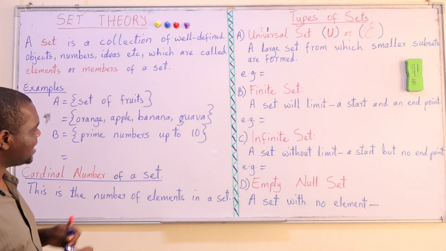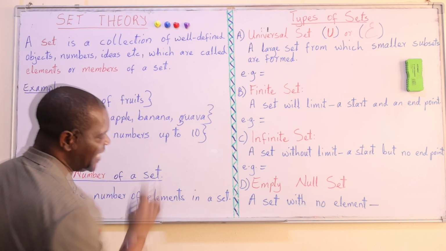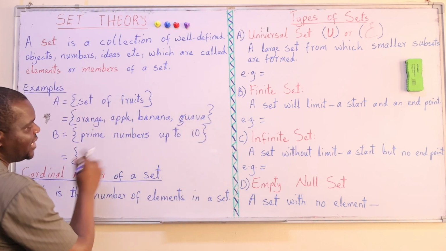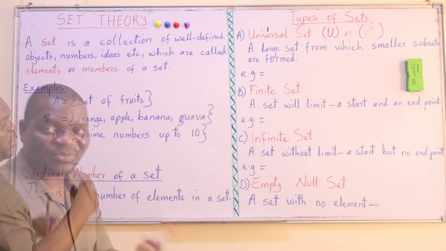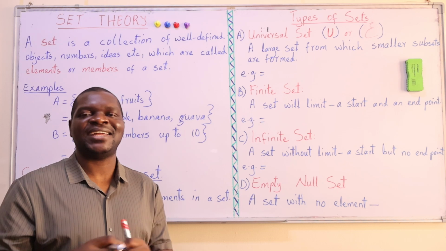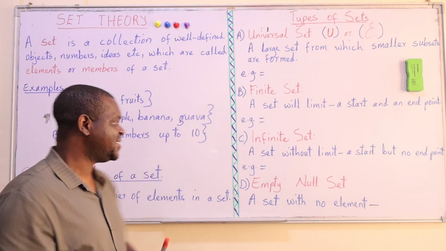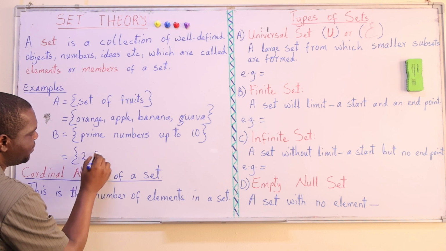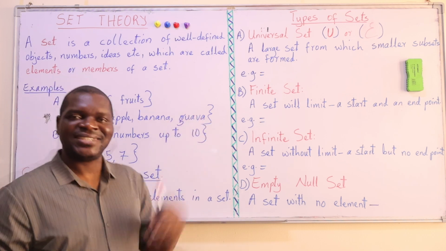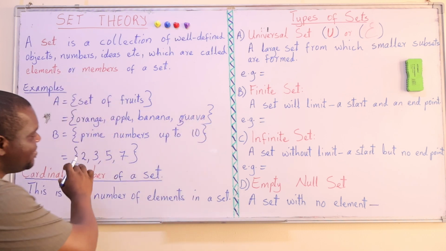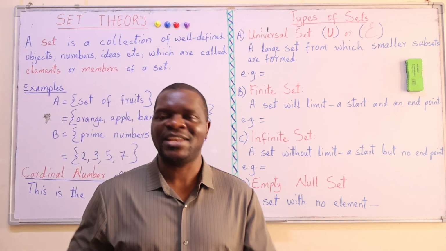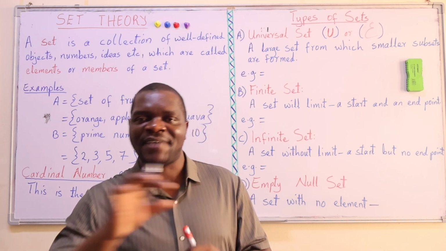Let's go to the second example, which says prime numbers up to 10. In this case, you will notice that they have limited us to a certain number. So let us list the prime numbers up to 10. If you want to know what prime numbers are, you can refer back to our previous lessons to understand how to find prime numbers. But prime numbers up to 10, we have 2, 3, 5, 7, because the next is 11, and 11 is above 10. In this case, what have you noticed as well? There is a limit. So there is an end to the number of elements that we have listed, and this is called a finite set.